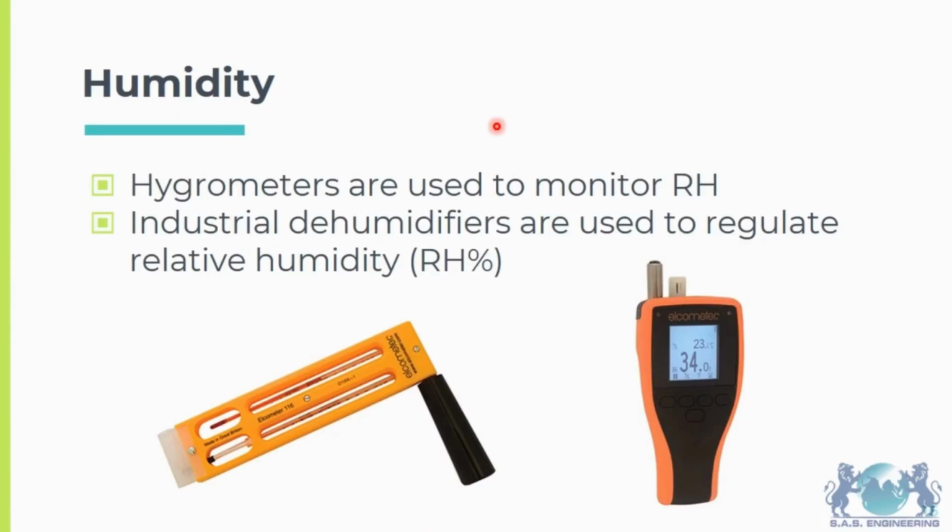Humidity is measured using hygrometers. You can have a manual hygrometer, like the one on the left, or a digital hygrometer, like the one on the right.